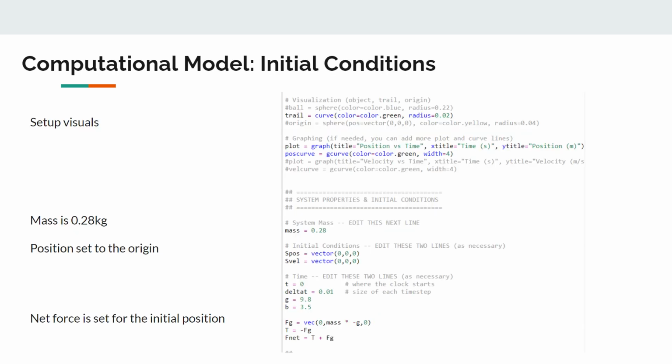So let's set up a computational model to see what it looks like. First we're going to set up our visuals and our other initial conditions, with the mass. I found this slinky on Amazon and used that mass. Then I set the bottom of the slinky to the origin, and then we set the net force equal to the tension plus the gravity.